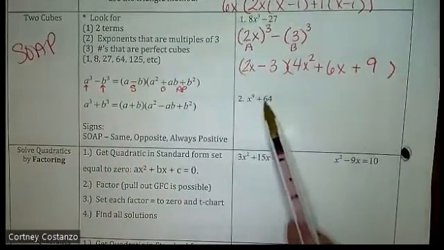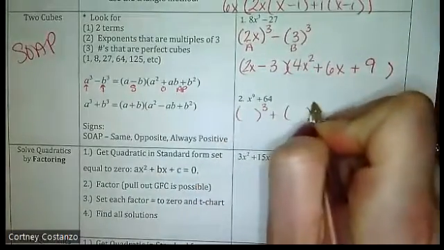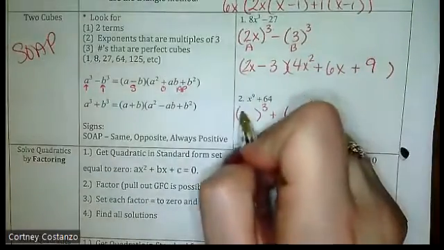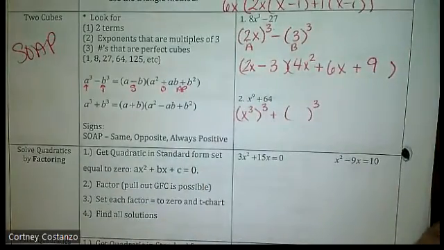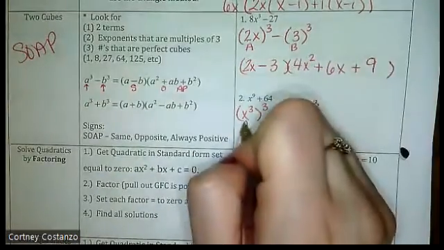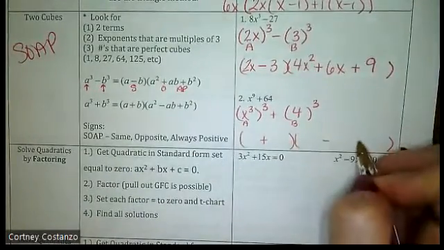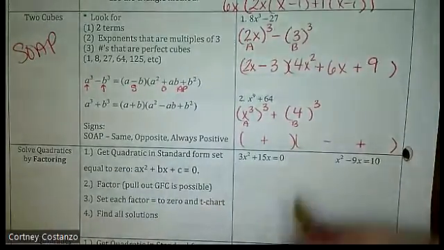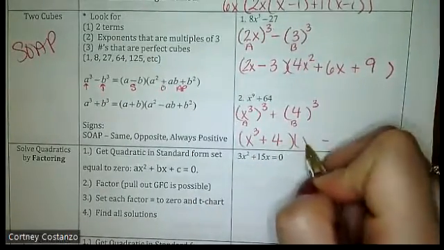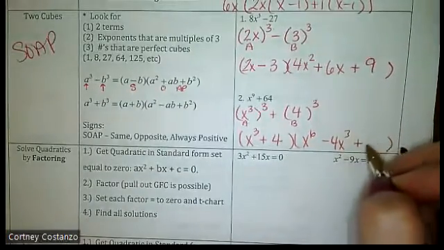We have x to the 9th plus 64. I want to think of this as what to the 3rd power plus what to the 3rd power would make an x to the 9th and a 64. Well, x cubed is x to the 9th, and 4 to the 3rd power is 64. So here's my A, here's my B. I'm going to prep my space. Same sign, opposite sign, always positive. And then in order, it goes A, B, A squared, A times B, and then B squared.